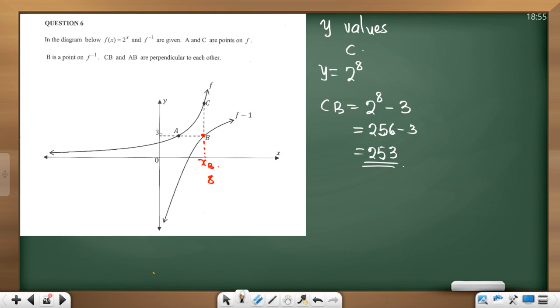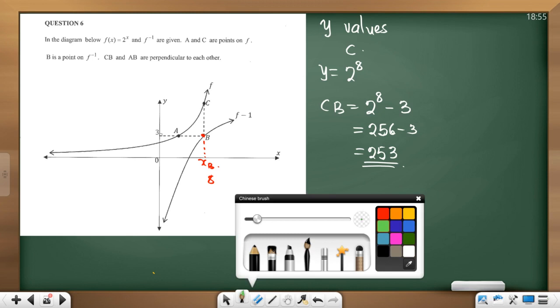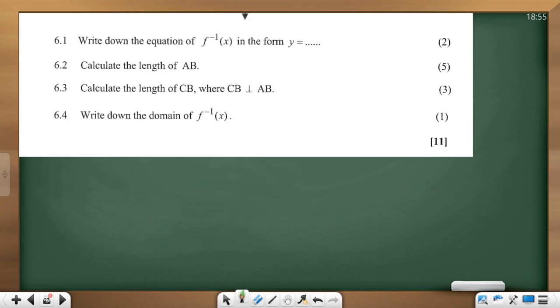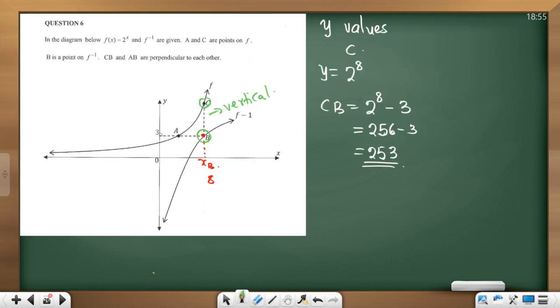I know some of you would have thought this answer is too big, and then you start doubting yourself. No, my x value is 8. That's what we're saying. And if we look at CB, it talks about a vertical line. And once I refer to vertical, I am referring to y values. So the value of C minus the value of B, and B is on my inverse function. Okay, let's finish this. Calculate the length of CB. Okay, that we've done. The domain of the inverse. Oh, easy stuff. The domain of the inverse.